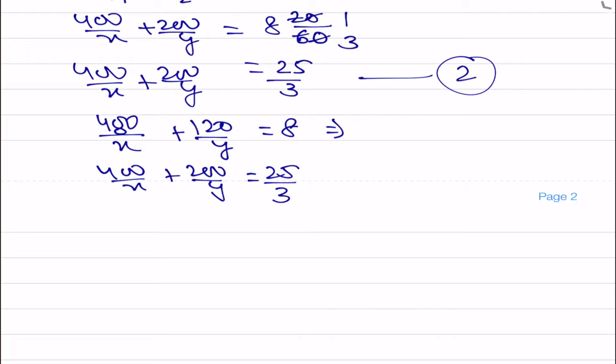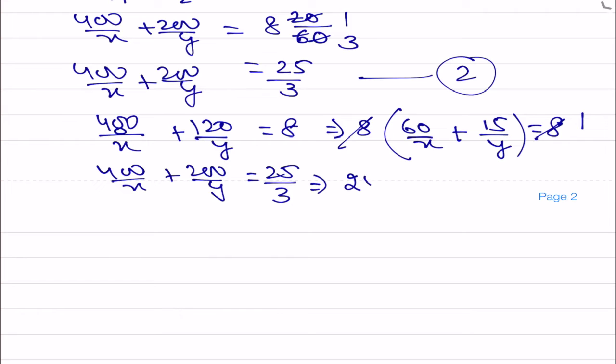Now here can we take out 8 common from the first equation? If we take out 8 common, what is left? 60 upon x plus 15 upon y is equal to 1, as 8 and 8 cancel. In the second equation, again I can easily take out 25 common. What is left here? 16 upon x plus 8 upon y is equal to 25 upon 3. 25 and 25 cancel from both sides.